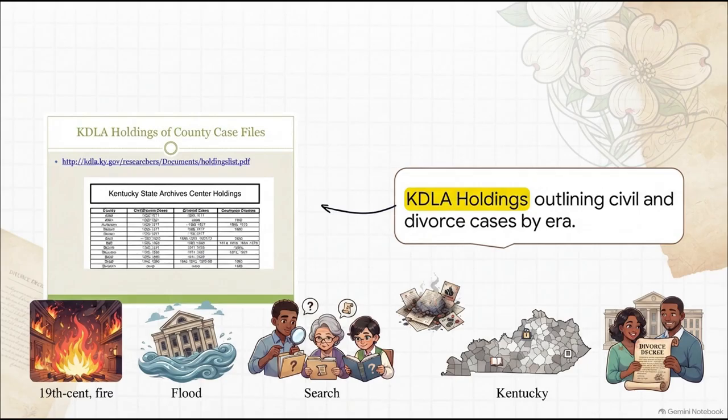Interestingly, they even track courthouse disasters. And yeah, whether it was a catastrophic 19th century fire, a massive flood, or just sheer historical bad luck, those events mean some early records were literally reduced to ashes. It's a pretty stark reminder of why finding the right database for the right county really matters.